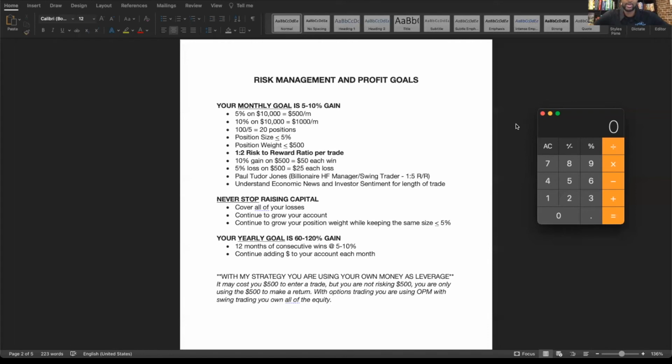So let's just say, for instance, you have 100% of that money being used in positions to trade. If you're only using 5% of your entire account on each position, you will give yourself the opportunity to hold at least 20 positions at a time. Now, that might be too hard for a lot of us to manage, especially starting out in the beginning.